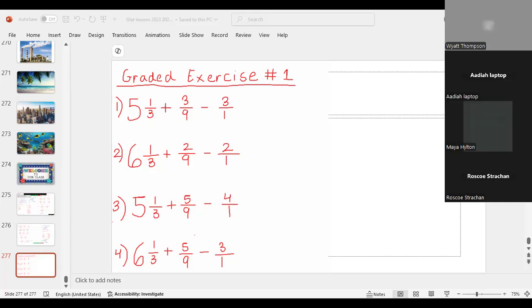I got 2 and 6/9. You have to simplify that, right? We can simplify, sir. Yes, you can, because 6/9 can be simplified. I got 2 and 2/3. Okay, good. That's perfect.